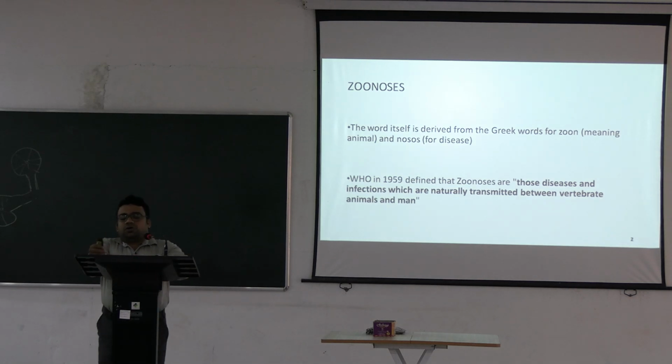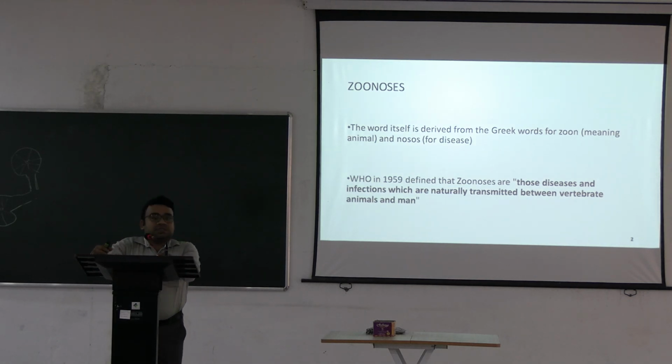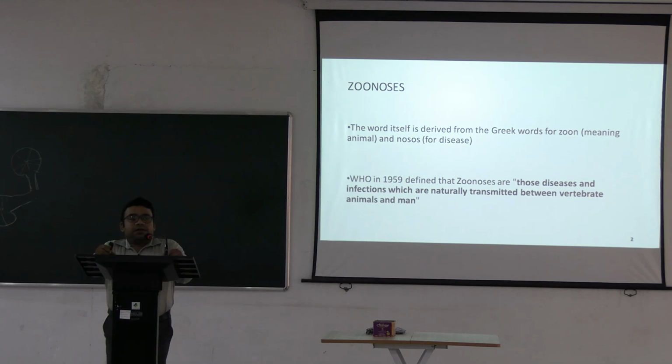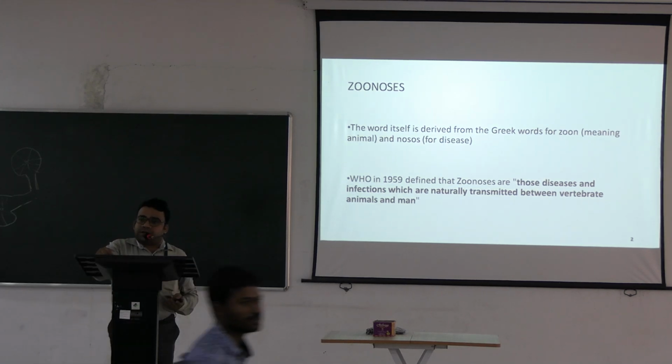However, Rudolf Virchow actually defined what zoonosis is, and he described it as all the diseases which are transmitted from animals to human beings. Thereafter, WHO in 1959 defined exactly what zoonoses are. According to WHO, these are those diseases and infections which are naturally transmitted between vertebrate animals and human beings. There are many diseases which can affect human beings in which animals are involved directly or indirectly.